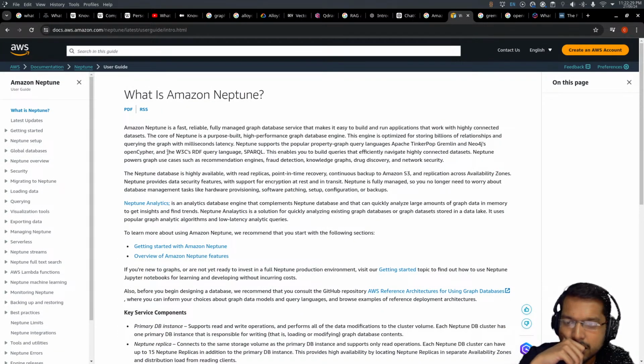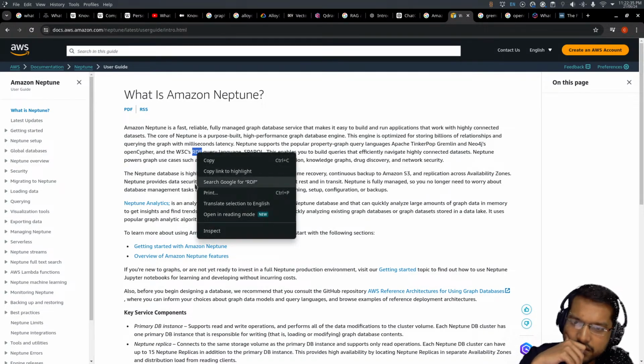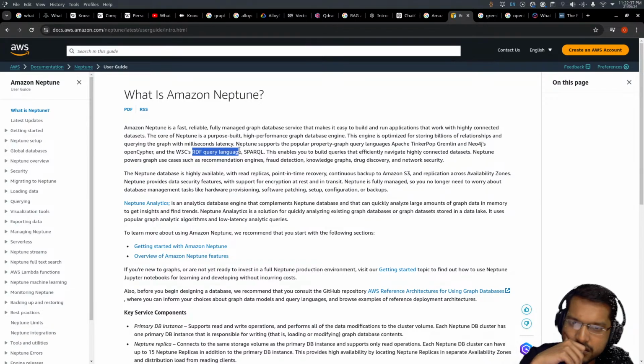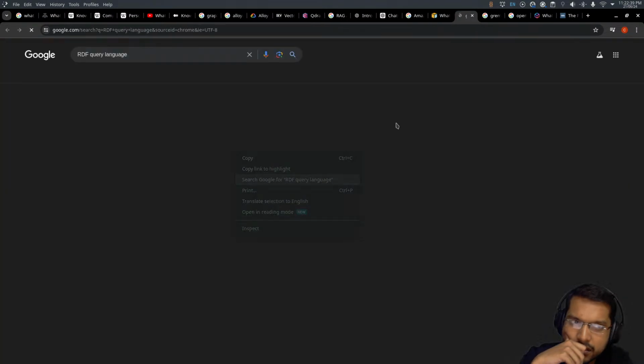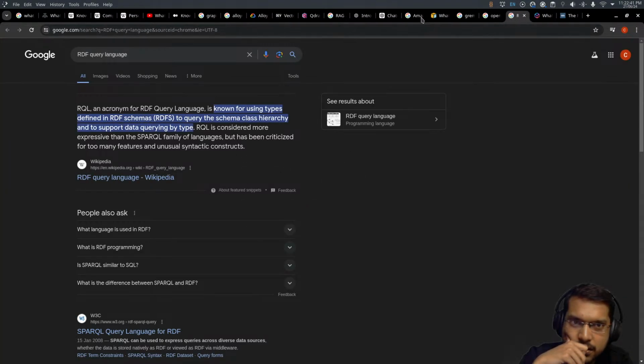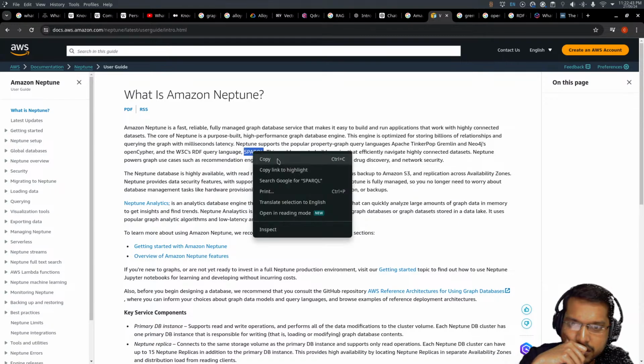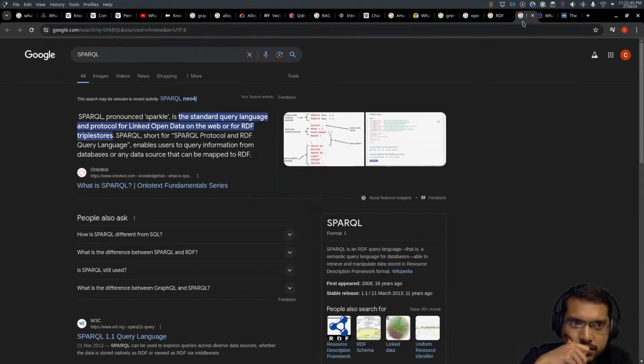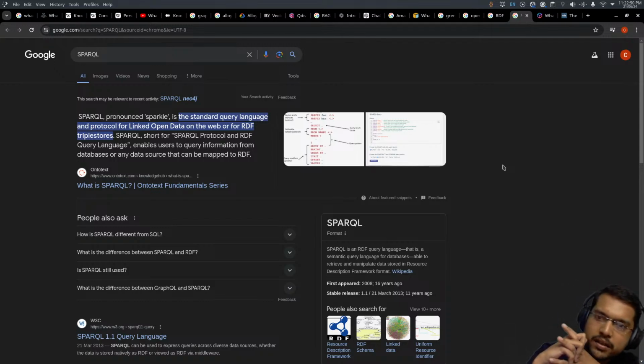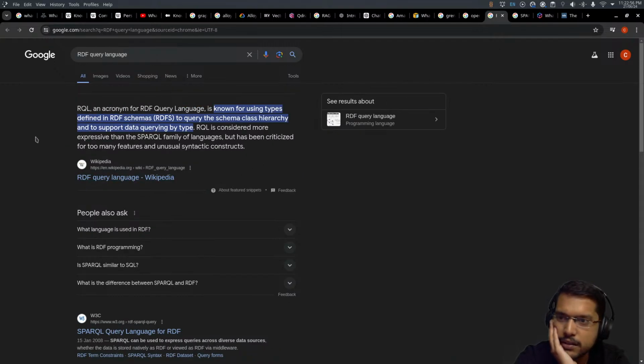Right? W3C's word. RDF? I have no idea what RDF is. And last but not least, we look into this. The standard query language and protocol for linked open data, triple stores. I have no idea what these mean.